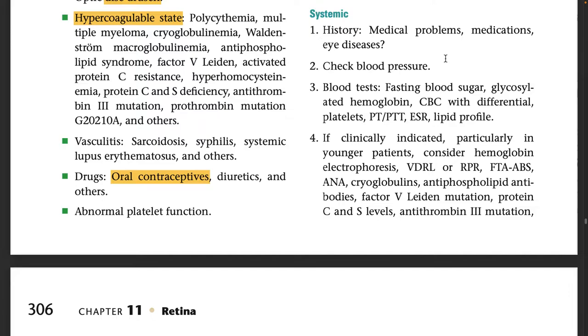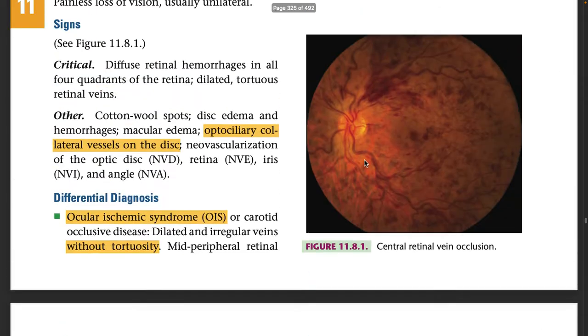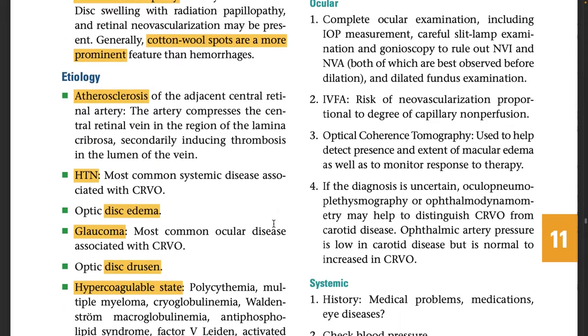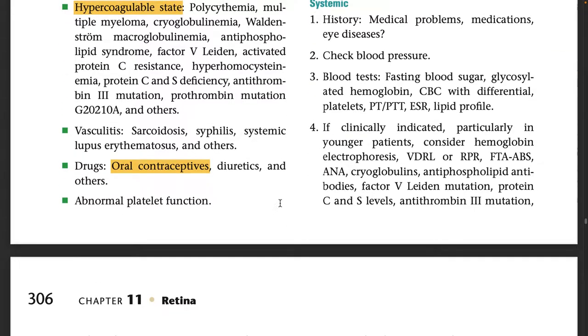Then go to slit lamp examination. In slit lamp examination, what will we see? What are the signs? You can check the iris. What you have to mention here: if it's an old CRVO or a new CRVO, we don't really bother with checking that much. But still, you can check the iris anyway.